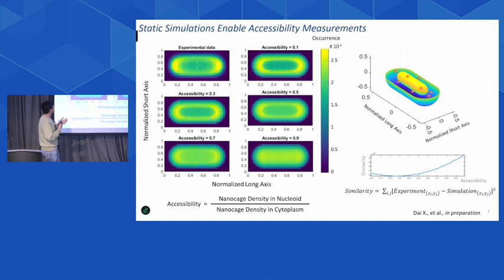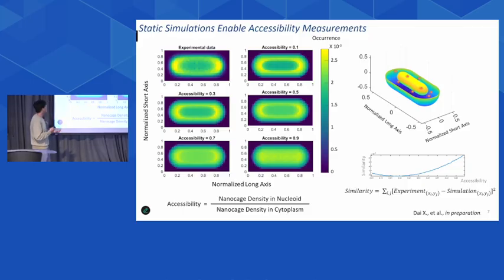So now let's move to how we quantify the accessibility. We now have this reconstructed geometry, so we can randomly place the tracer in silico in the nucleoid region and also in the cytoplasmic region with different probability. And now the accessibility is defined as the density of the nanocage in nucleoid divided by the density of nanocage in cytoplasm. And by changing the parameter in the simulation, we can get this reconstructed simulated heat map.